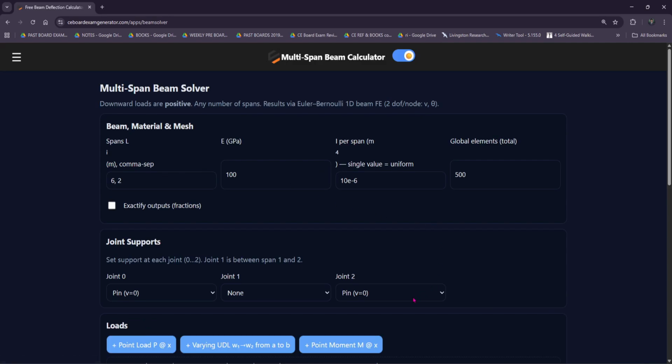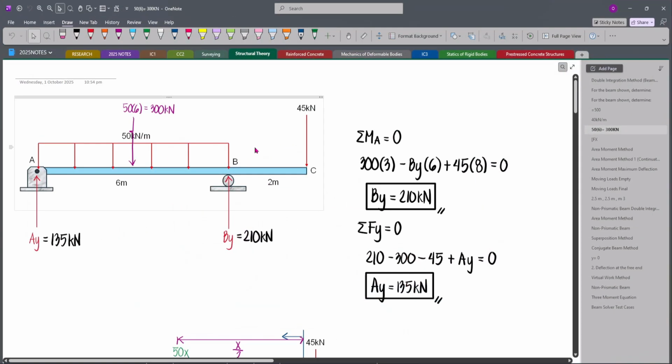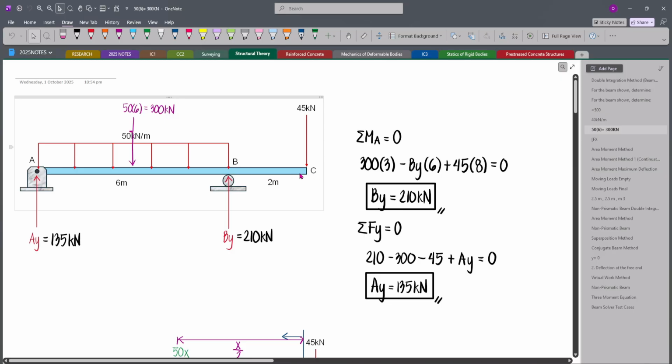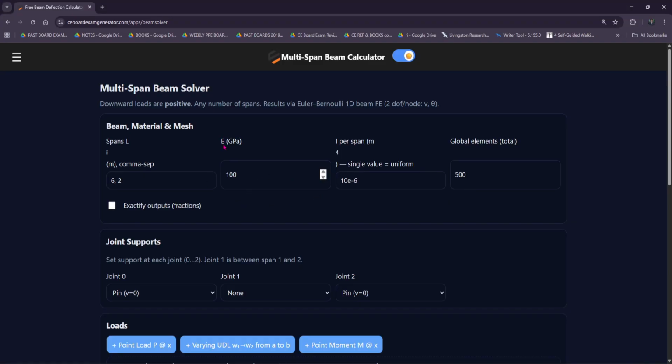This is our user interface. So we can try to model this beam. For the spans, separate the distances by commas. So we have 6, 2. And then for the modulus of elasticity, the default is 100. This is so that you can obtain results in terms of EI.